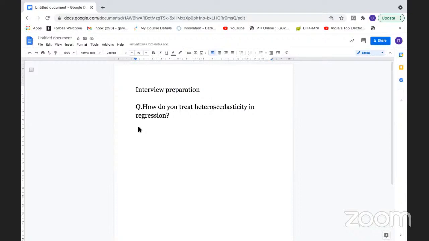When we are talking about regression, we have one more problem, and these assumptions should be satisfied. What is multicollinearity? Now, the same thing, how do you treat it?